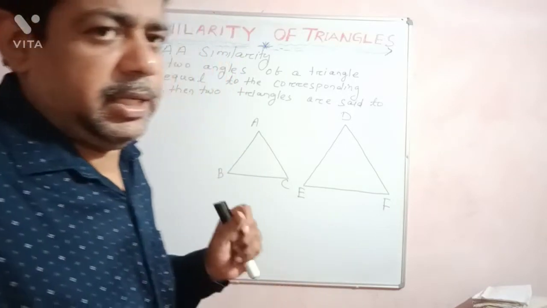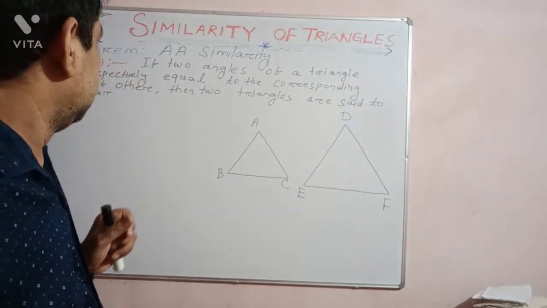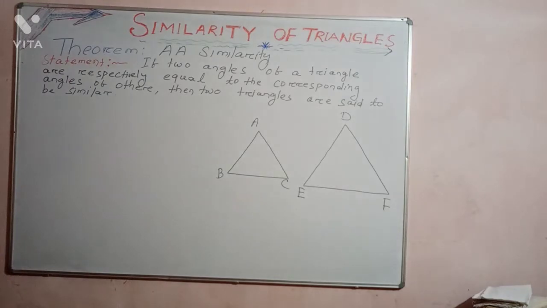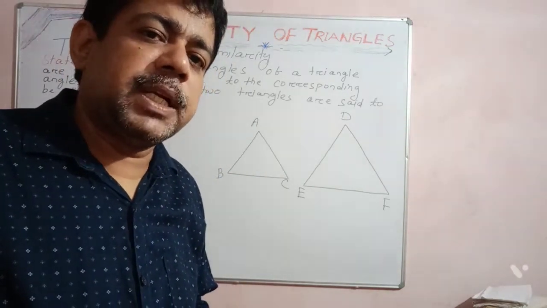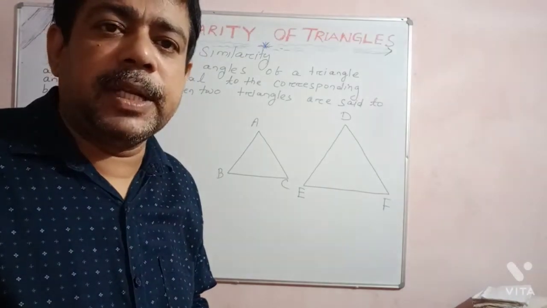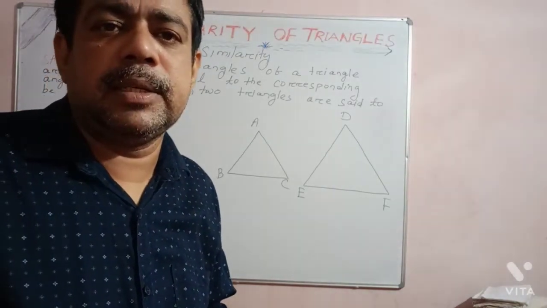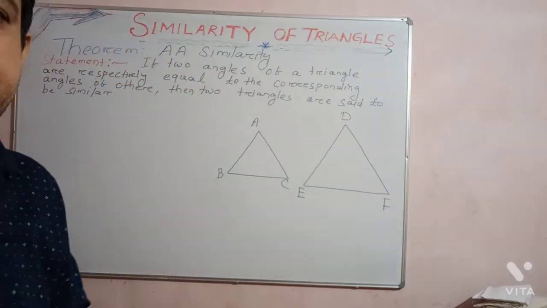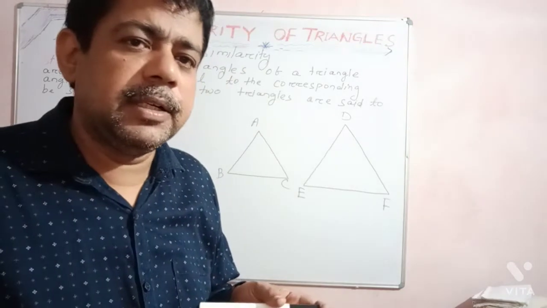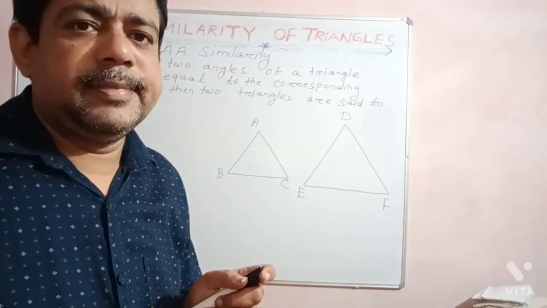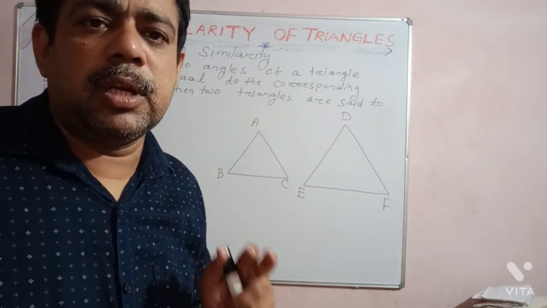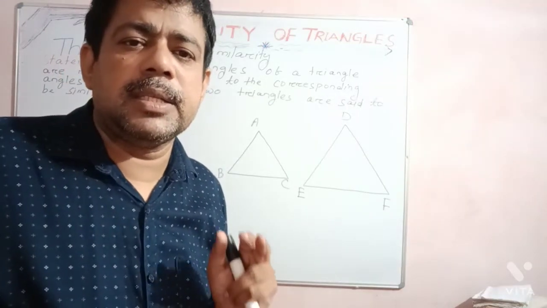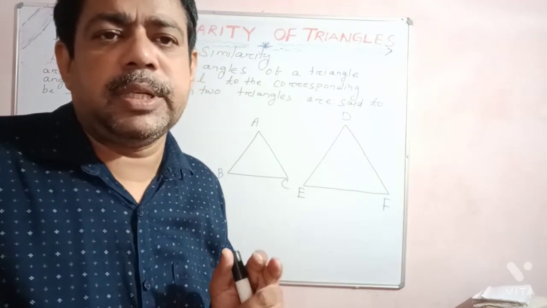Here in the statement in front of you, it is given that in two triangles, if two angles of a triangle are respectively equal to the corresponding angles of the other triangle, then the triangles are said to be similar. Okay, this is called the criterion of similarity of triangles. Understand? We can prove that the triangles are similar.